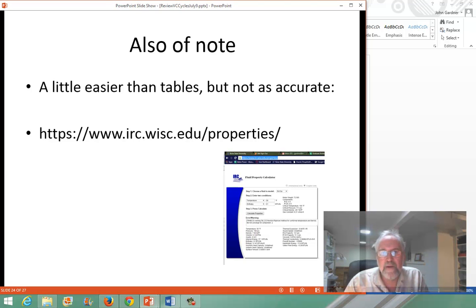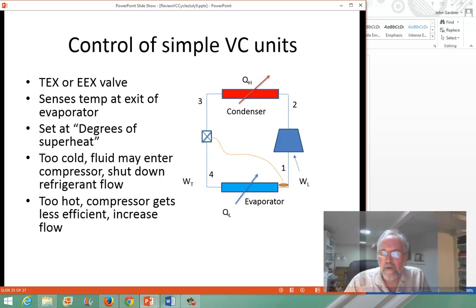One last thing here. As much as I love double interpolation and all the cranking through the calculators, I just ran across this week, and let's face it, this is so cool. The Wisconsin Industrial Refrigeration Center has this little thing of properties. You can just put in any two thermodynamic properties, and it gives you all the rest of them. So it makes the superheat super easy. So what the heck? Let's go with the modern age and use that if you want to.